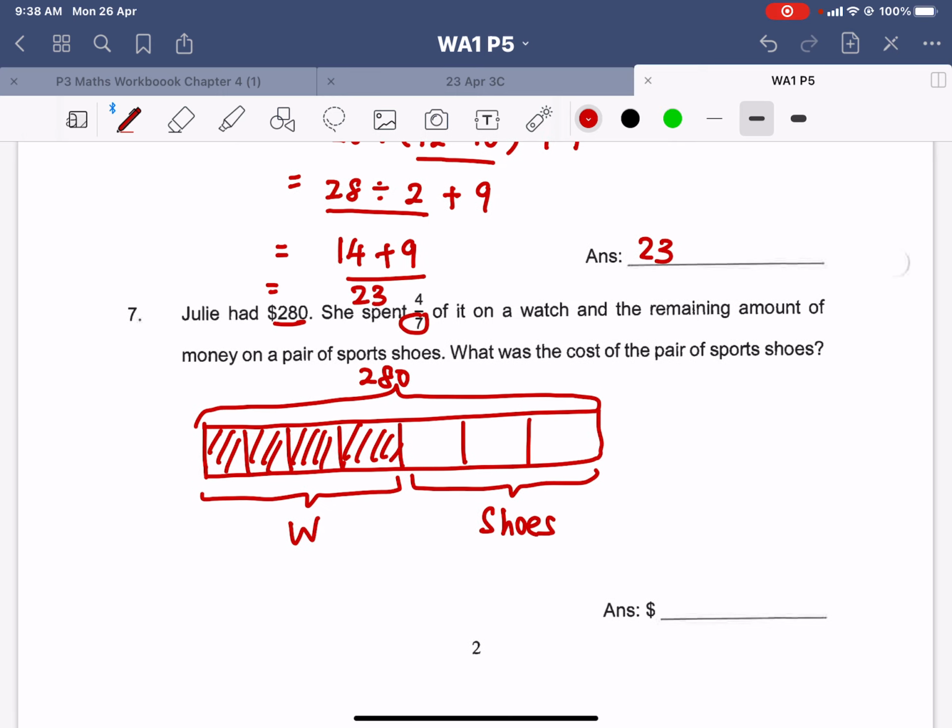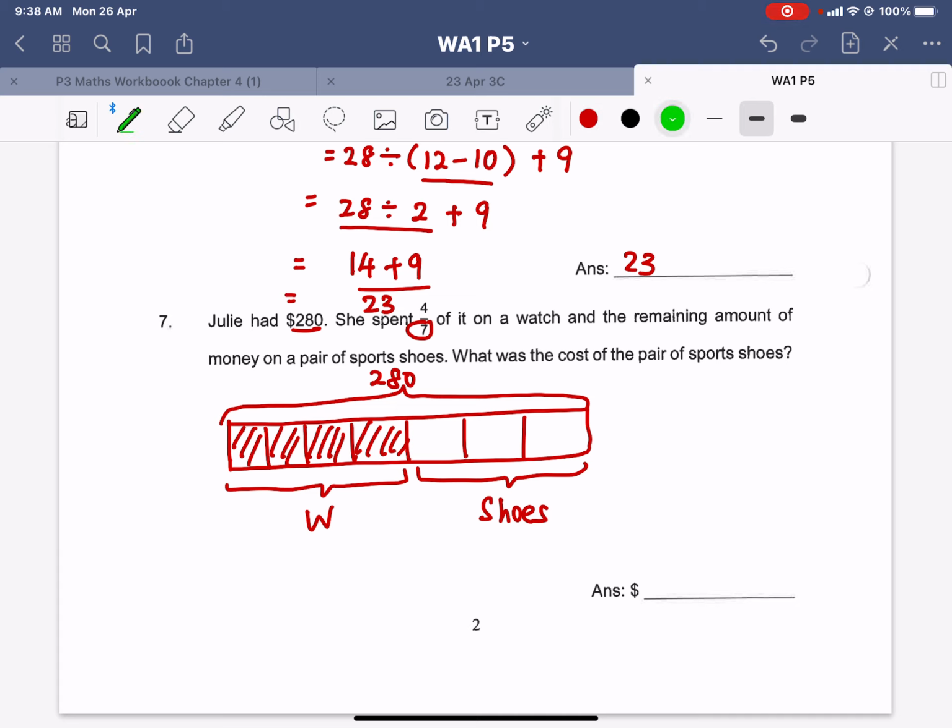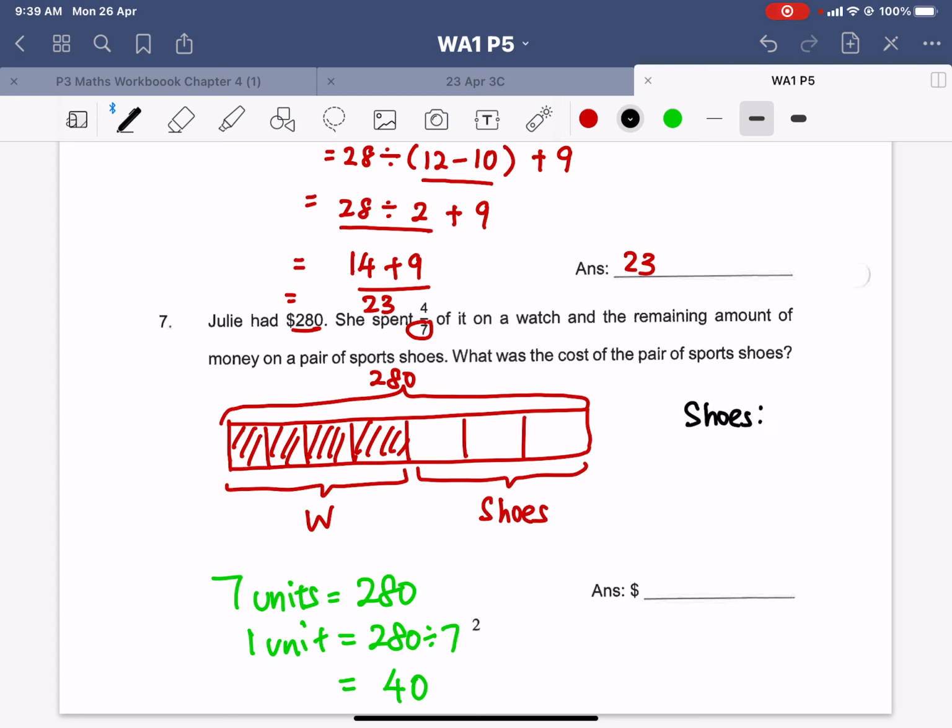Alright, what is the cost of the shoe? So solving by unitary method, 7 units is equals to 280. Okay, we look for what is 1 unit first. 280 divided by 7, which is 40. And the shoes is just 3 units, right? So we look for 3 units. It is 40 times 3, which will be $120. That's question number 7.